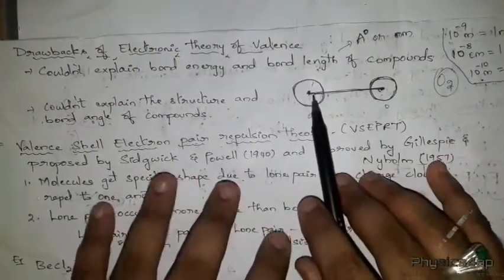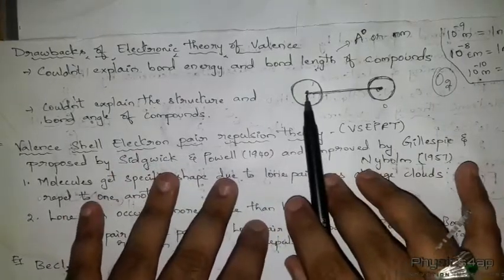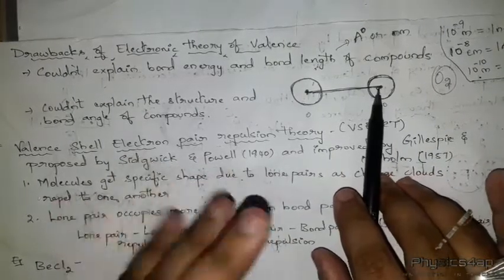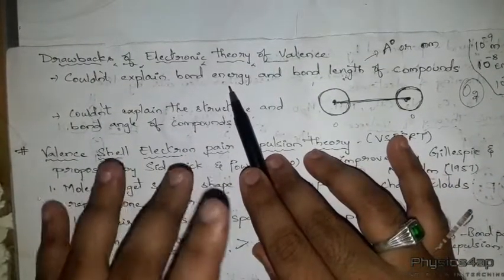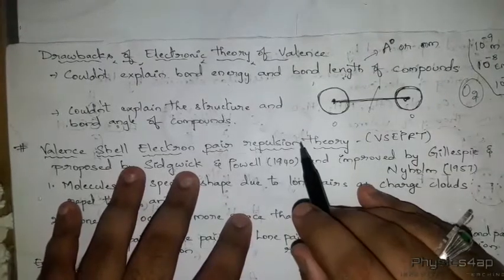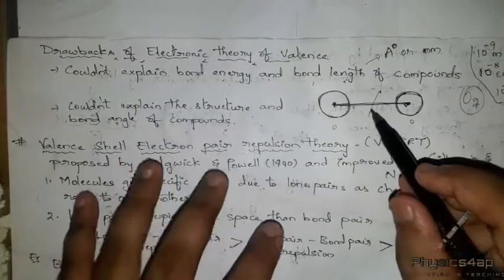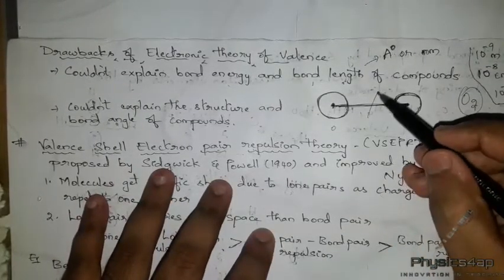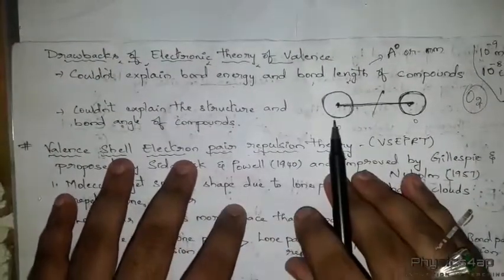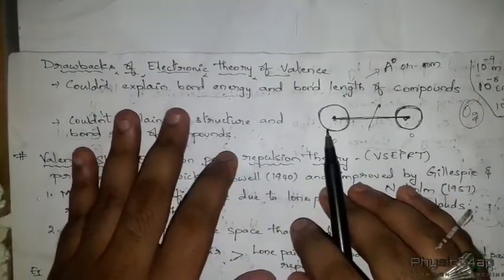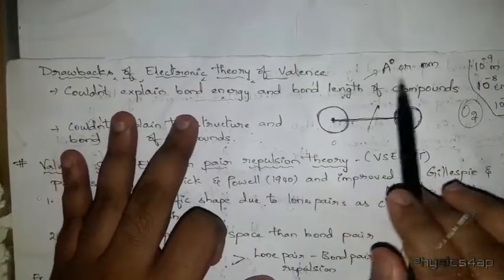Coming to the bond length, as we have discussed, it is the distance between 2 atoms, from the nucleus of one atom to the nucleus of the other atom. Now bond energy is nothing but the energy required to break the bond. As both are combined together with a bond between them, the energy required to break that bond is called bond energy.